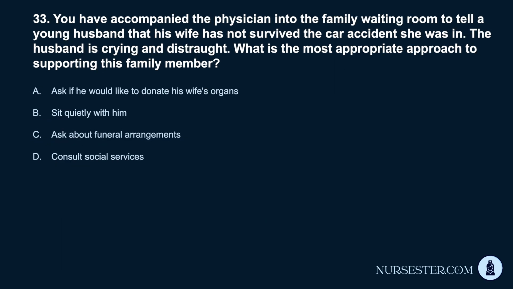33. You have accompanied the physician into the family waiting room to tell a young husband that his wife has not survived the car accident she was in. The husband is crying and distraught. What is the most appropriate approach to supporting this family member? A. Ask if he would like to donate his wife's organs. B. Sit quietly with him. C. Ask about funeral arrangements. D. Consult social services. Correct answer, B.